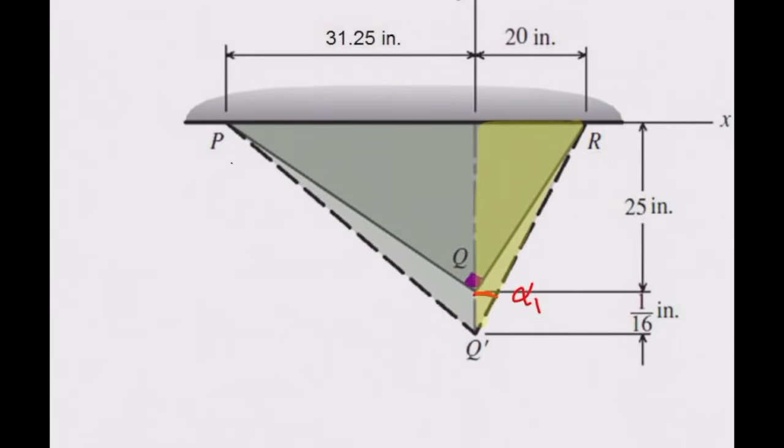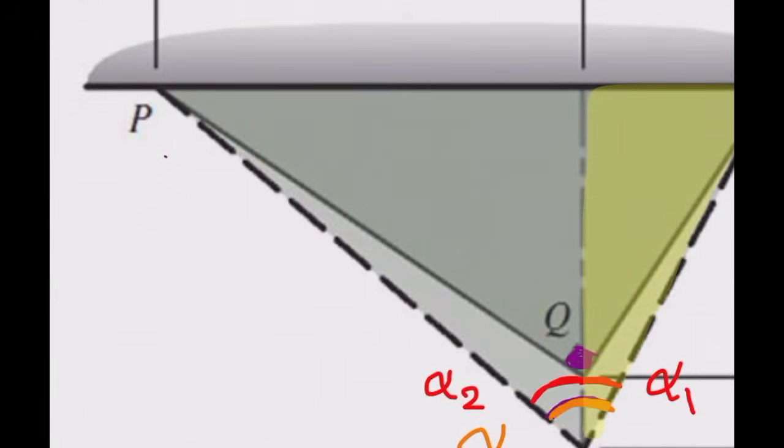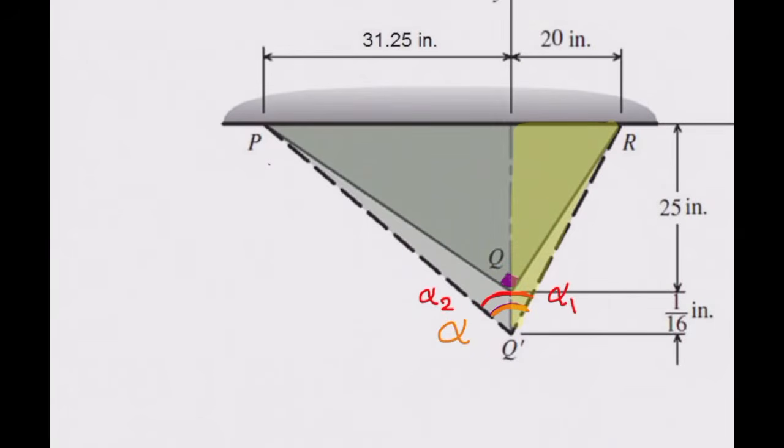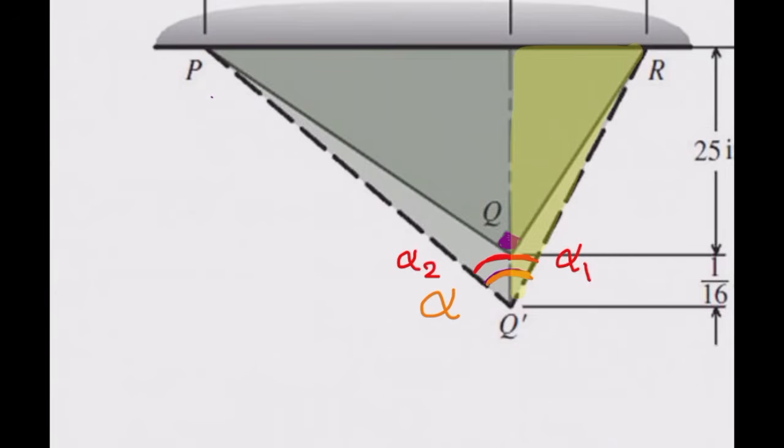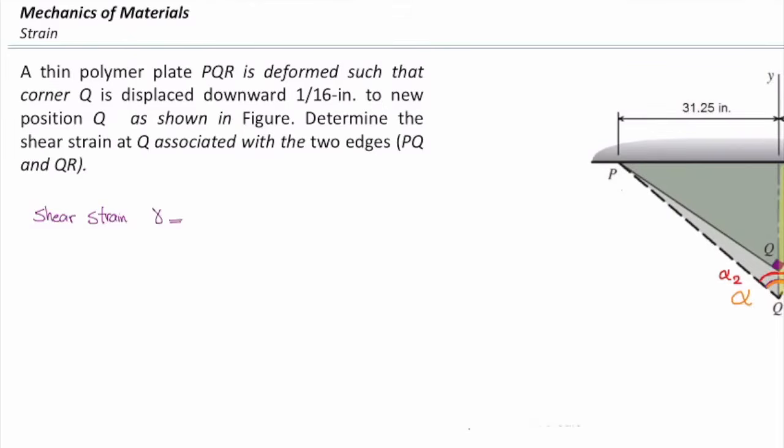Similar to that, we can determine the angle on this side, alpha 2, in this triangle. And the new angle after deformation is called alpha. So shear strain here can be defined as the difference between the initial angle, which is pi over 2, and the new angle after deformation, which is alpha. Shear strain, which is shown by gamma, is equal to pi over 2 minus alpha. And let's do the calculation and determine how much is alpha.